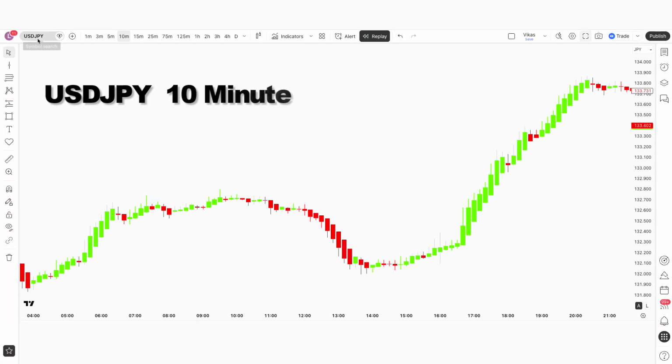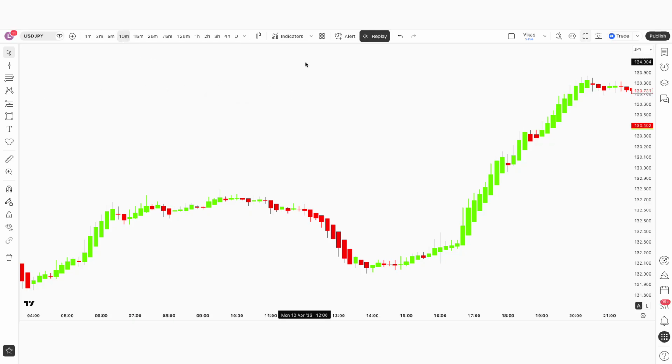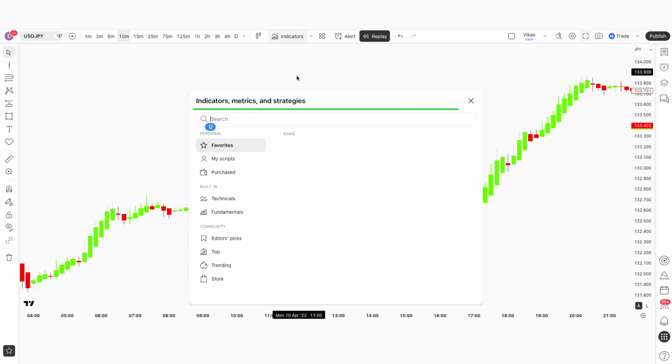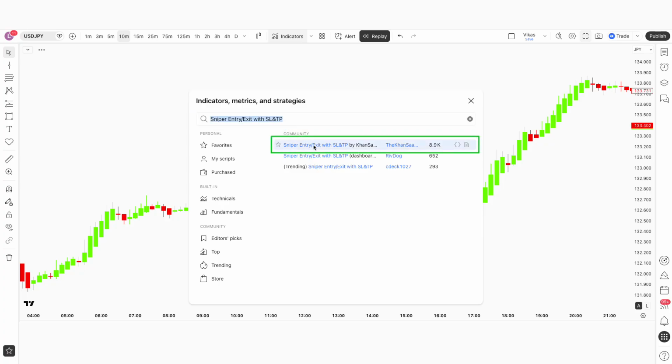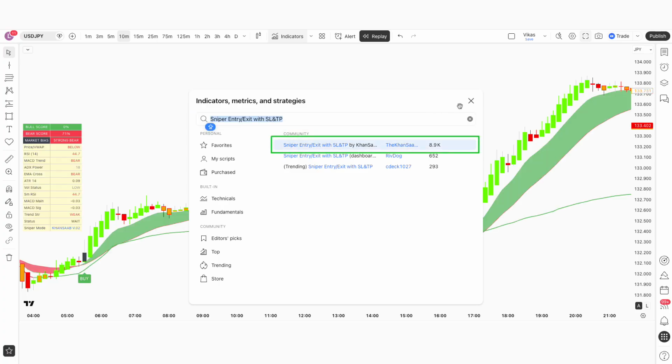We open the USD JPY 10-minute chart. And don't sweat the time frame either. Next, you'll want to find those magic indicators. Head over to the Indicators tab and search for the Sniper Entry Exit with SL and TP. Select the indicator made by Kansar and add it to the chart.